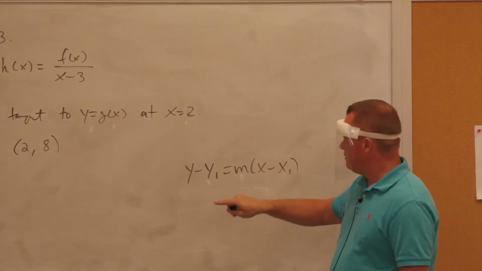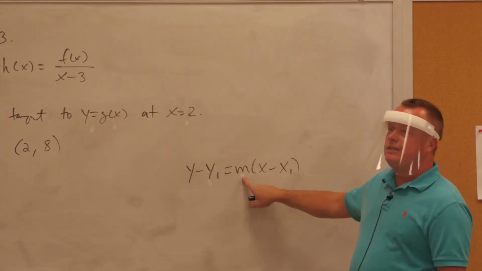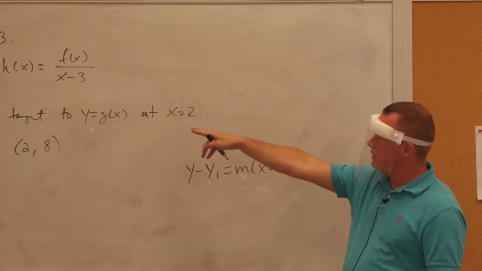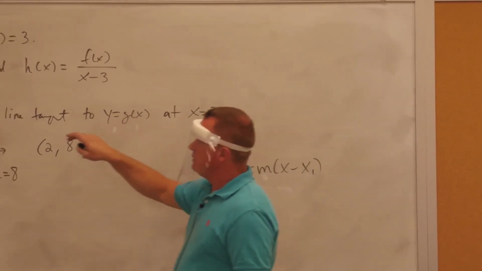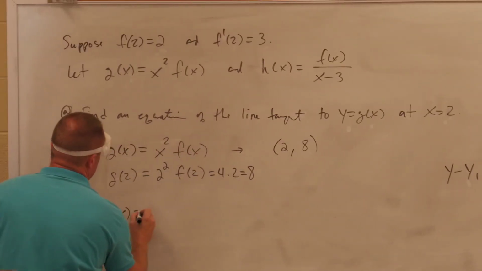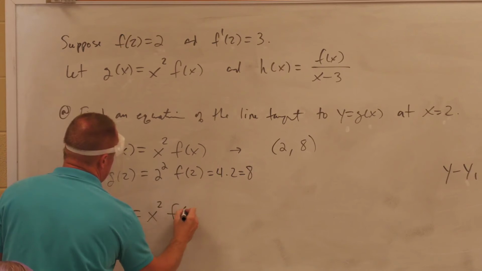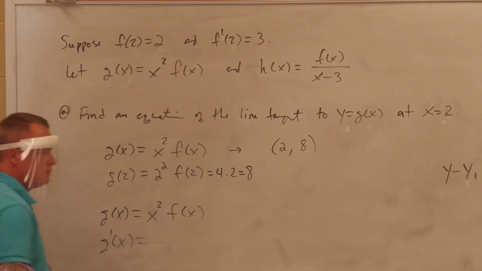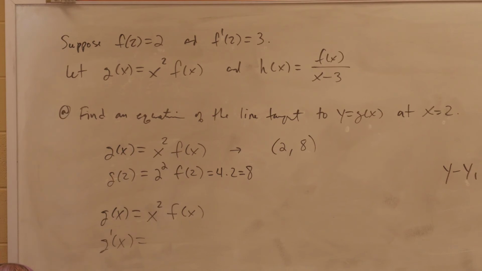Now, to find m, I need the slope of the tangent line. And it's not f, though. This is going to be of g. So let's take what g is here, and let's find the derivative. Okay, how do you find the derivative of that?